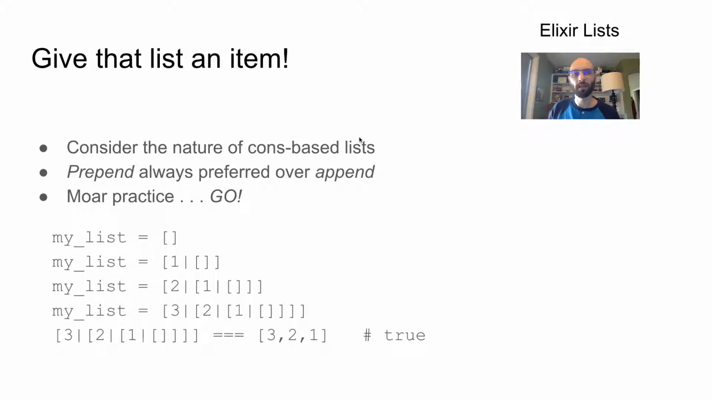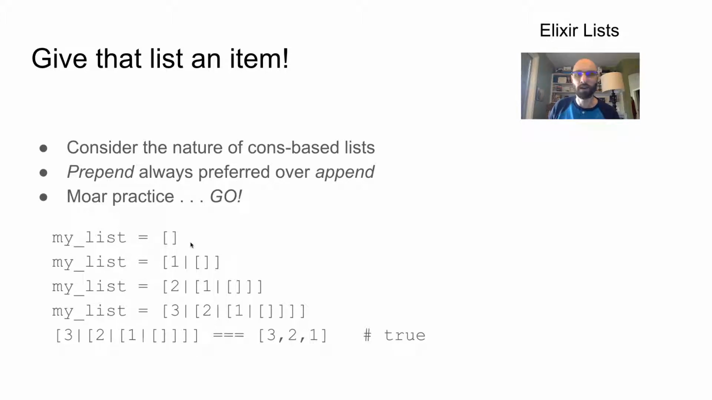So when building lists, consider the nature of cons-based lists. If you think about how they're constructed, with the first item always pointing to the next item, and so on and so forth, then it makes sense why prepend is always preferred over append. And now we'll go through some more practice. First, look over this really quickly before we go into IEx again.